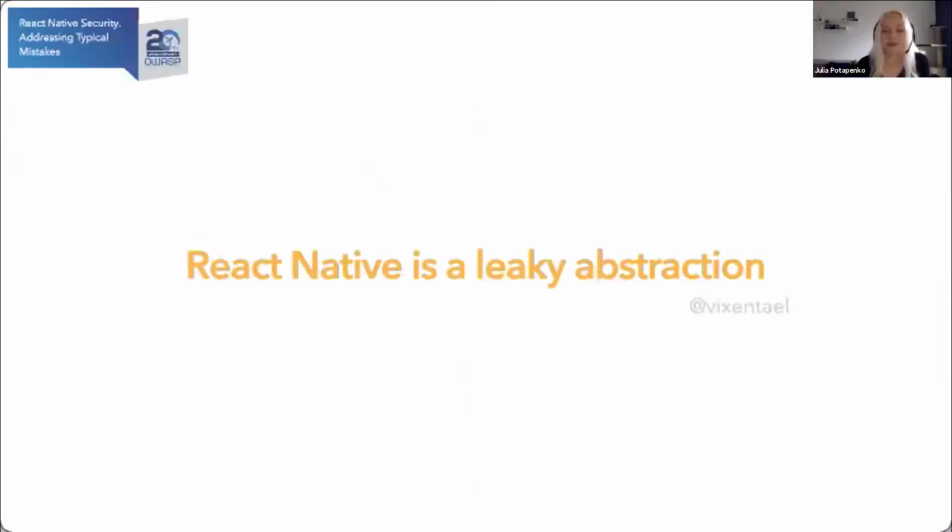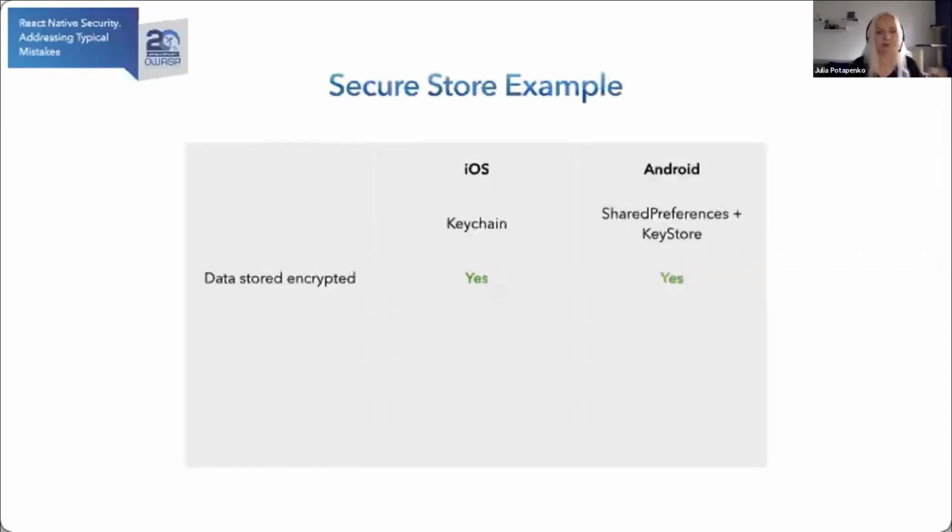I just love this phrase that React Native is a leaky abstraction. React Native allows you to abstract from the details of each native platform, but sometimes such details are very important from the security perspective. Let's take a look at several examples. The first one is Secure Store. It is a library from Expo that claims that it stores data encrypted. And well, that is true.